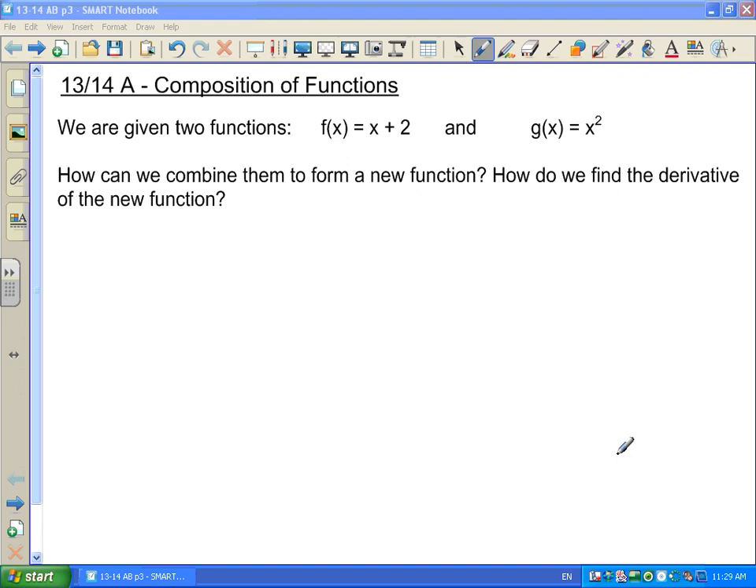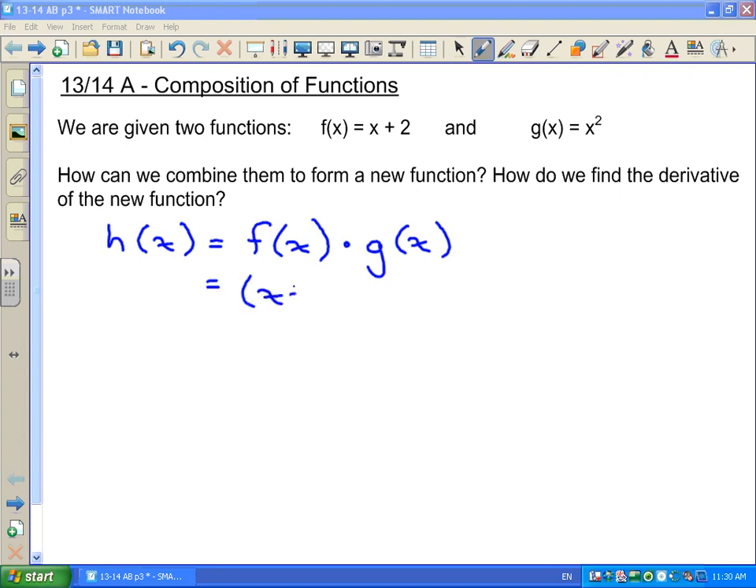So one thing you might say is, well, let's form our new function h at x by taking f at x and multiplying it by g at x, which would give us something like x plus 2 times x squared. If we then wanted to find the derivative, h prime at x, what would we use to find that derivative? Well, we would use the product rule that we talked about last unit. So I'll just say use product rule.